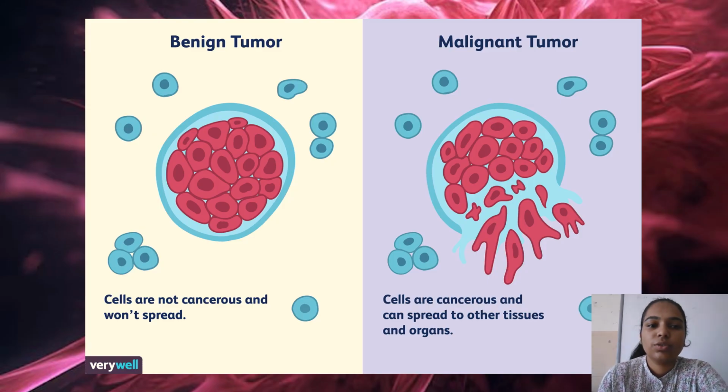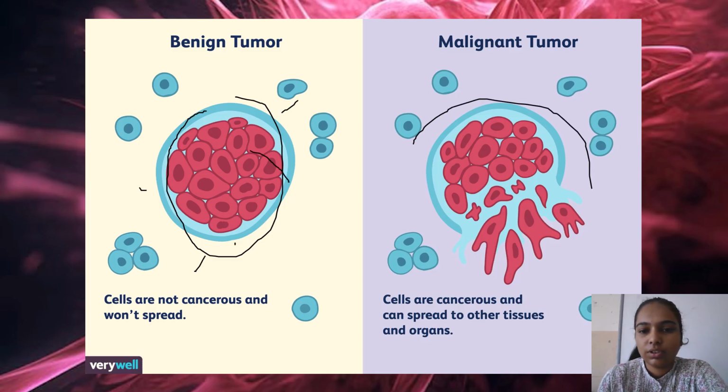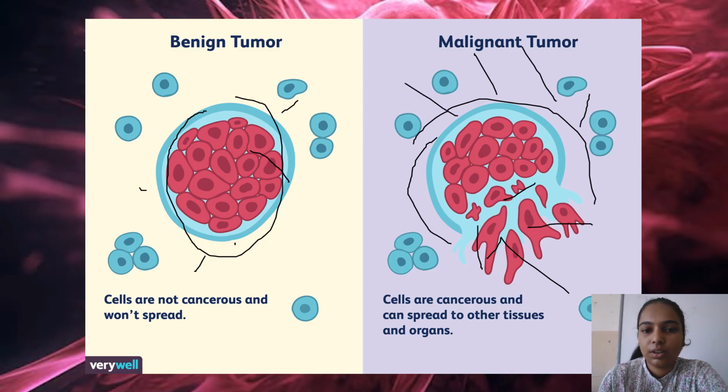So this picture shows the difference between a benign and a malignant tumor. So here we can see that the cells are non-cancerous and they won't spread to the different parts of the body. But in this picture it shows that the cells invade the different parts of the body and they are cancerous. That means they are rooting towards different parts of the body.